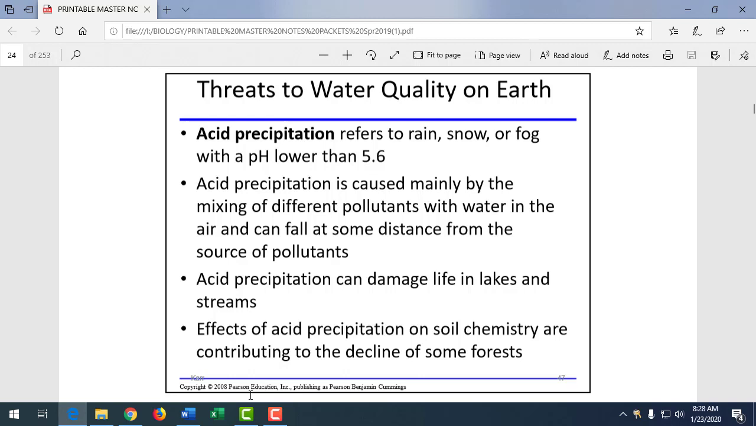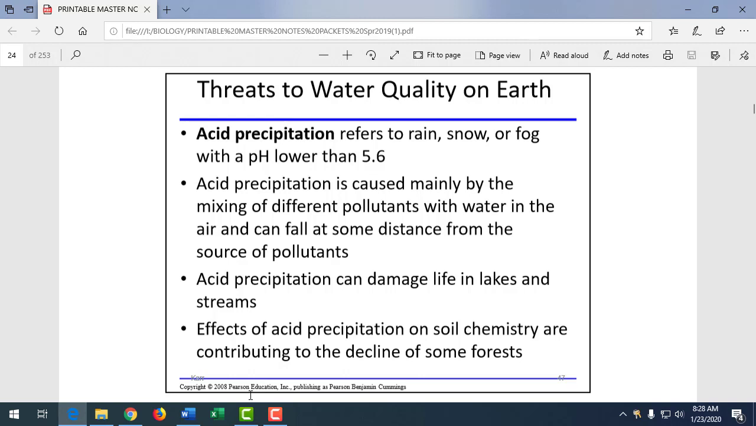H plus, and bases release OH minus, or the other one I wrote, bicarbonate ion, HCO3 minus. Okay. All right. So why do we care about acids? Well, in the environment, some of the pollutants that we release from factories and from the exhaust of our vehicles create an acid environment. And when water comes in contact with that, it creates acid rain.